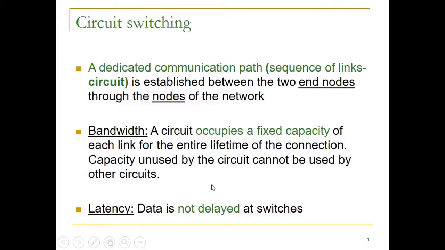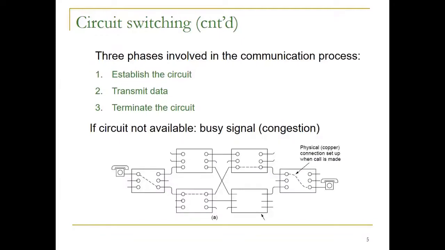Continuing with circuit switching, there are three phases involved in communication processes, especially when it comes to voice calls. First of all, we need to establish the circuit, which is where a dedicated path is initiated, and then we transmit the data. Once we have the dedicated path in place, we actually transmit the message or the data itself. And finally, once it's all said and done, we terminate the circuit. So you first establish and you last terminate, and in between you just forward your message. If a circuit is not available, busy signals and congestion are what you get from that particular medium of transmission.